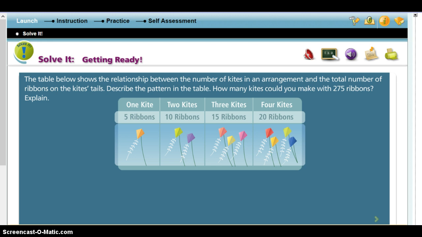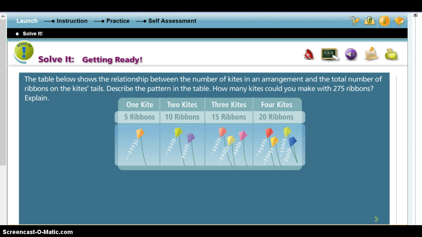Warm up. You don't have to write this down, I just want you to think through it. The table below shows the relationship between the number of kites in an arrangement and the total number of ribbons on the kite's tails. Describe the pattern in the table. How many kites could you make with 275 ribbons? Well, what do you see?